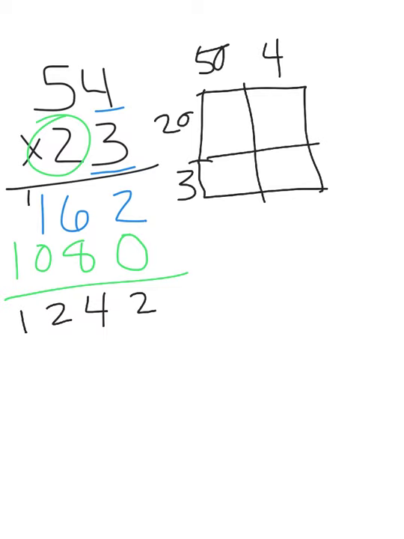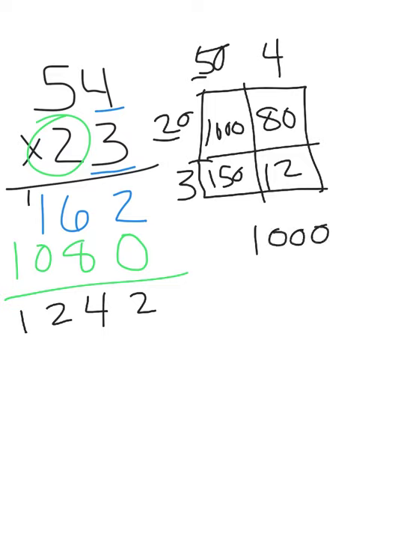Now we're going to make our partial products by multiplying the boxes. 2 times 5 is 10, then add the 2 zeros. 20 times 4 is 80, 3 times 50 is 150, and 3 times 4 is 12. Then you would just go and you would add your partial products. So we have 1,000, 150, 80, and 12. If we add them up, regroup your 1, and you should get the same answer.